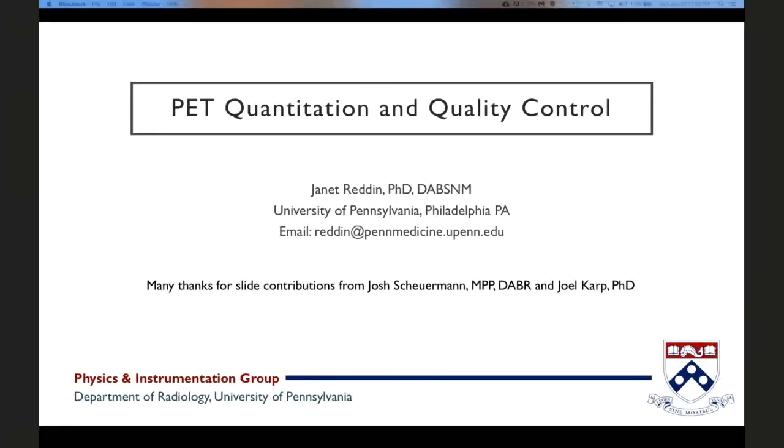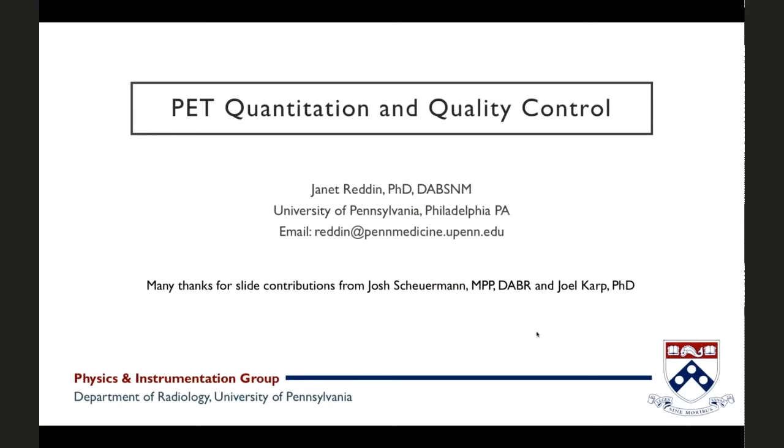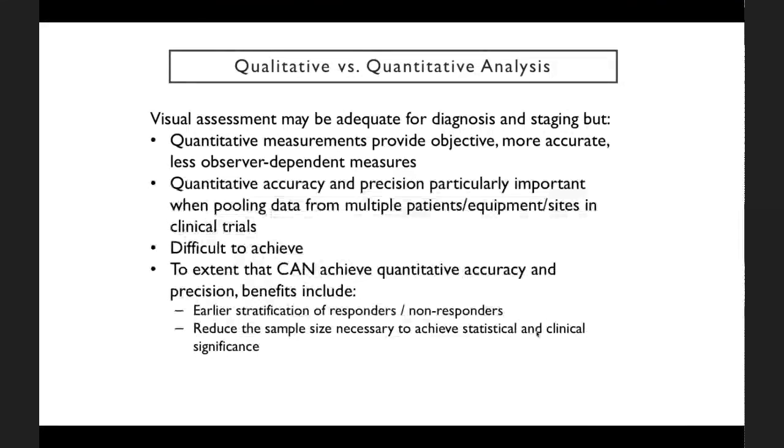So today we're going to talk about PET quantitation and quality control. Let's start by defining what we mean. When we look at PET images, we could do a visual assessment, what's known as a qualitative analysis. That may be adequate for some tasks like diagnosis or staging. But we know that quantitative measurements are more accurate. They're certainly less observer-dependent measures.